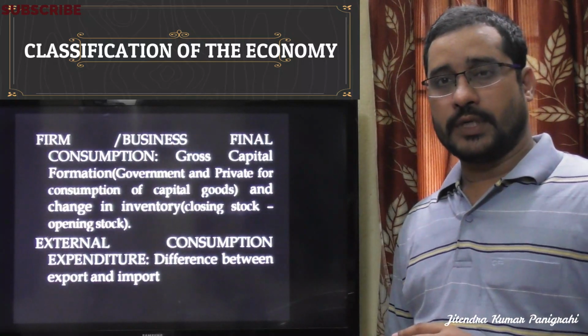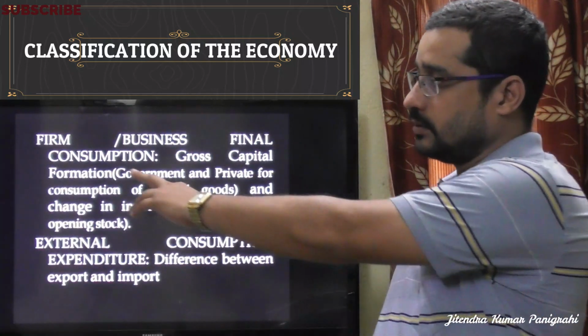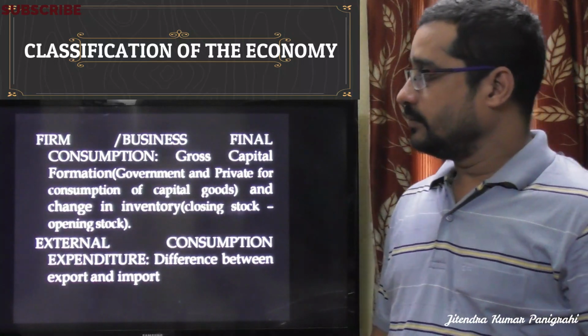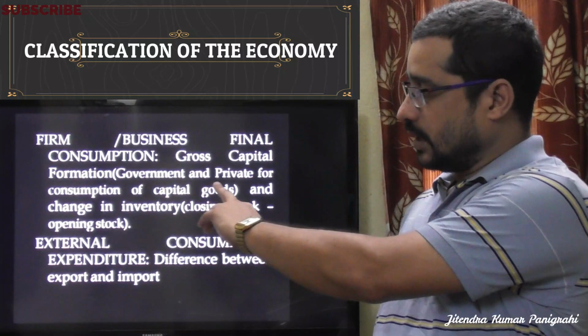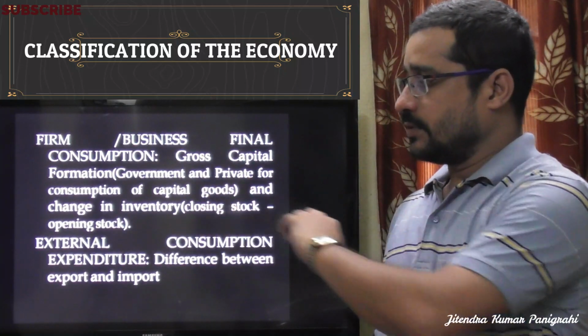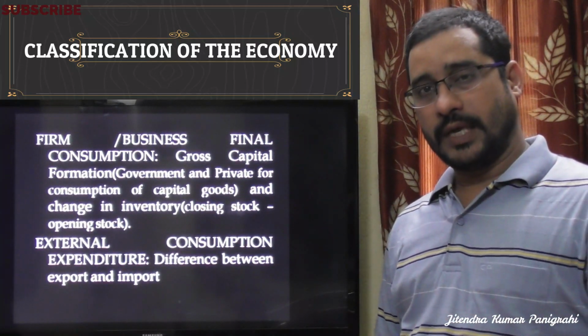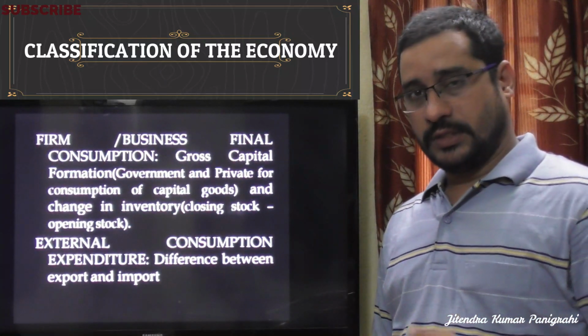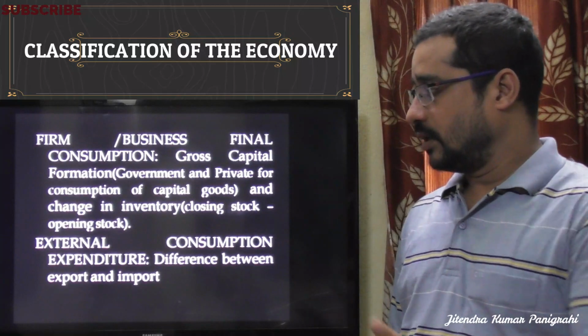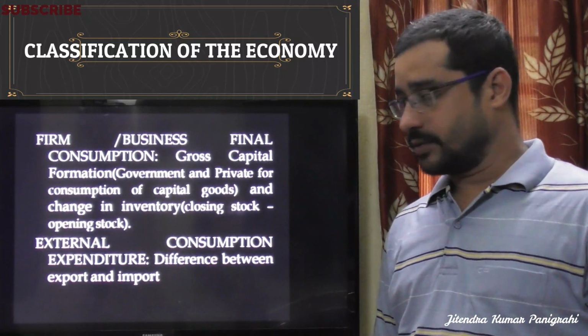Now let me discuss the third one, the firm business final consumption expenditure. It includes the government and private consumption of capital goods, and change in inventory, that is the change in stock, or the closing stock minus opening stock.